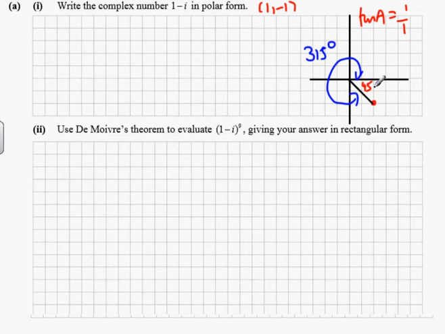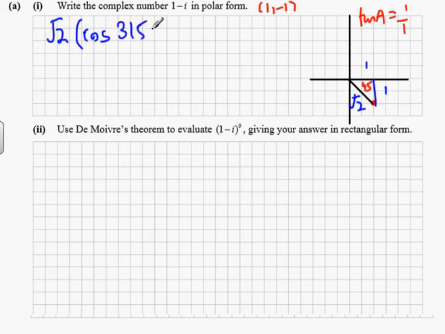Right. Your polar form is getting the hypotenuse of this triangle. It's 1 squared plus 1 squared, which gets you 2. So the answer is root 2. Okay, so root 2. Then once you do root 2, what we're going to get next is root 2, bracket, cos 315 plus i sin 315.